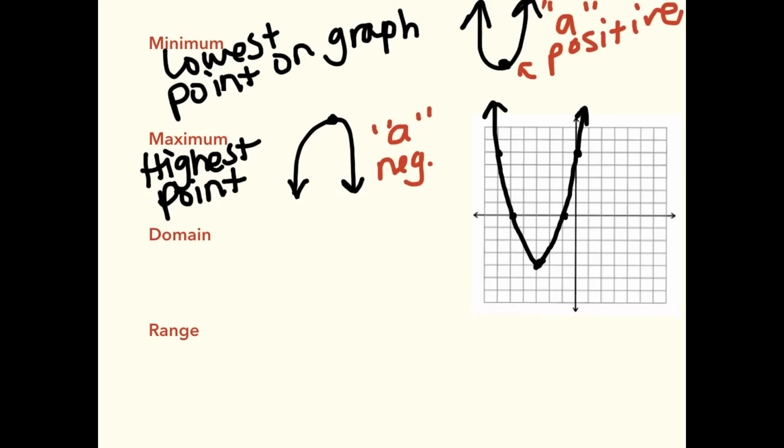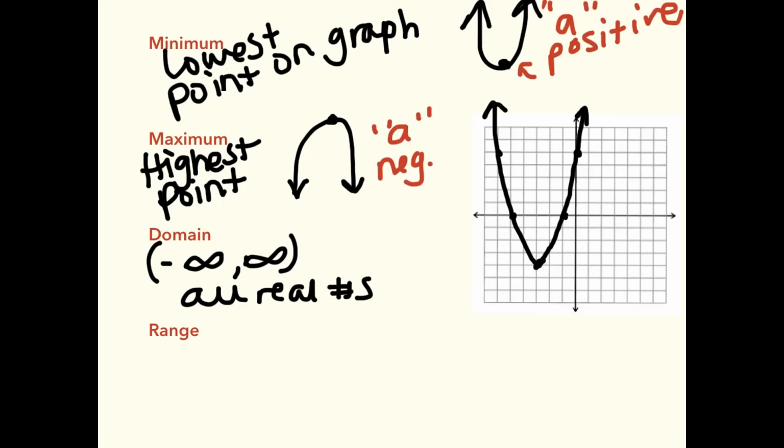Now the domain of a quadratic function, of your parabola: remember, if this goes on forever and this goes on forever, they eventually cover all your x values. So always, always, the domain of a quadratic function is negative infinity to positive infinity, or you might see it as all real numbers. But the important thing to remember is this is always, every time, no matter how you move it.